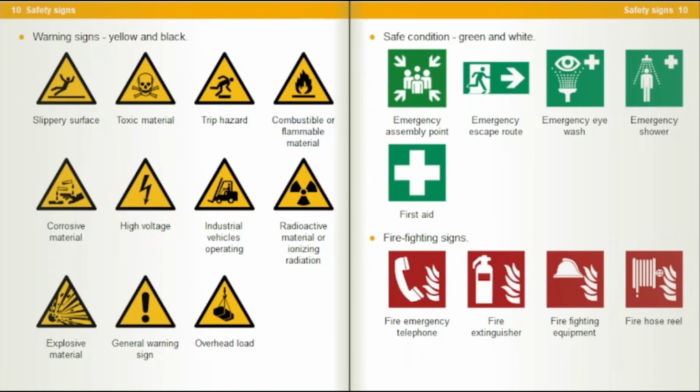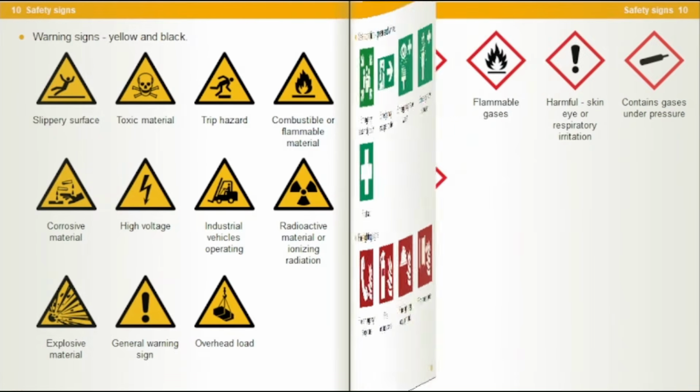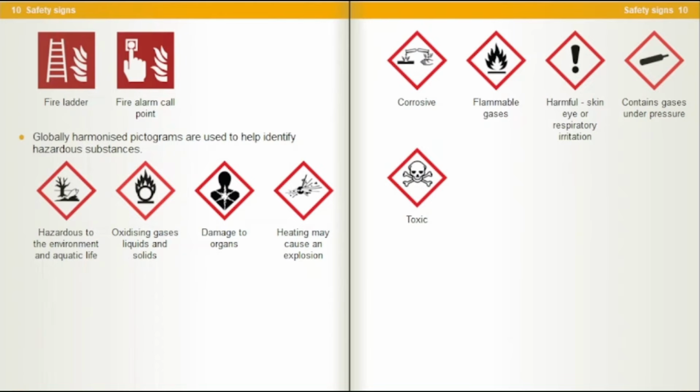Safe condition signs are green and white. Emergency assembly point. Emergency escape route. Emergency eye wash. Emergency shower. First aid. Firefighting signs. Fire emergency telephone. Fire extinguisher. Firefighting equipment. Fire hose reel. Fire ladder. Fire alarm call point.